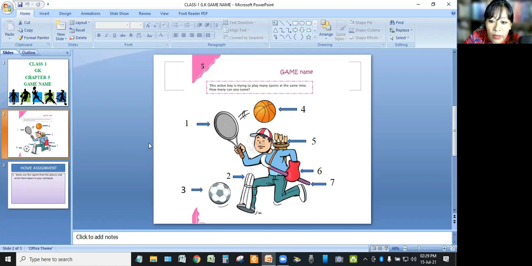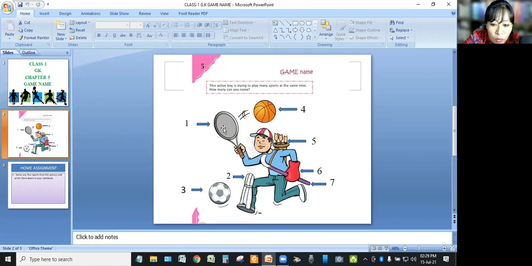This active boy is trying to play many sports at the same time. How many can you name? So now, dear students, we are going to find out how many games or sports the boy is trying to play. So now let's look at picture number 1.